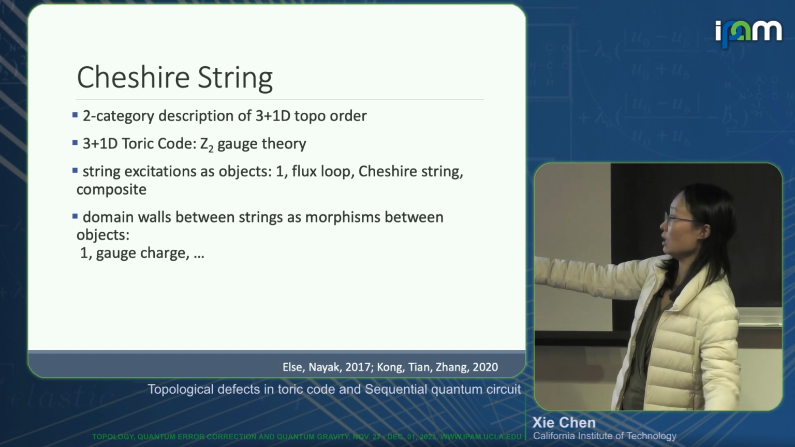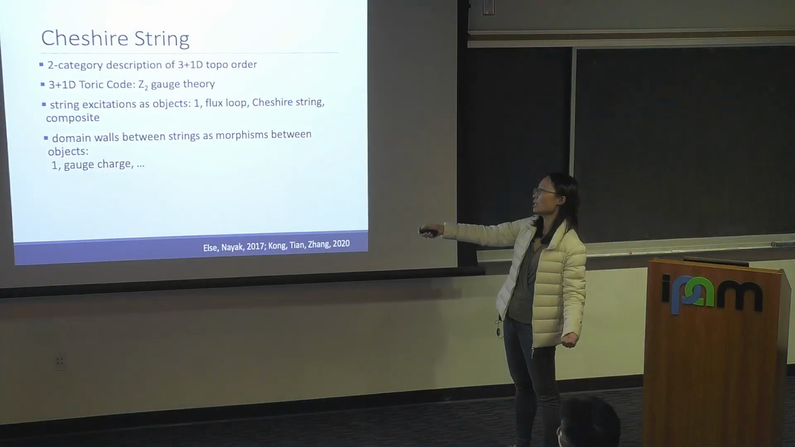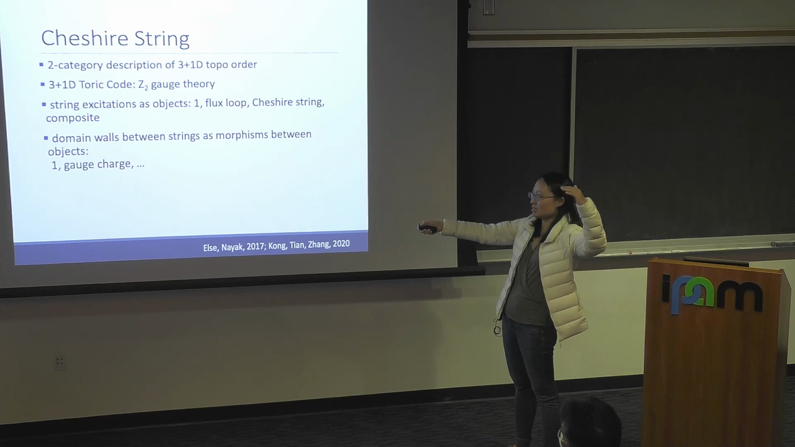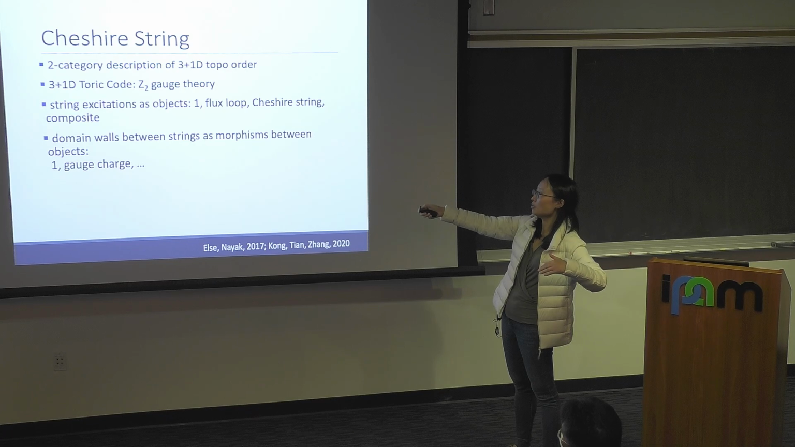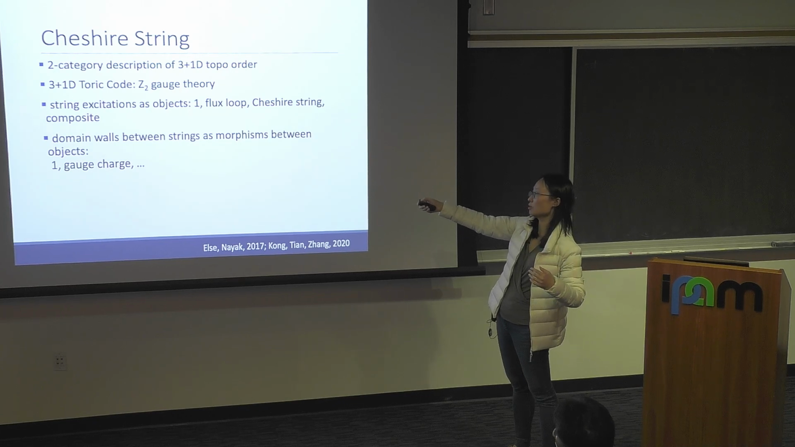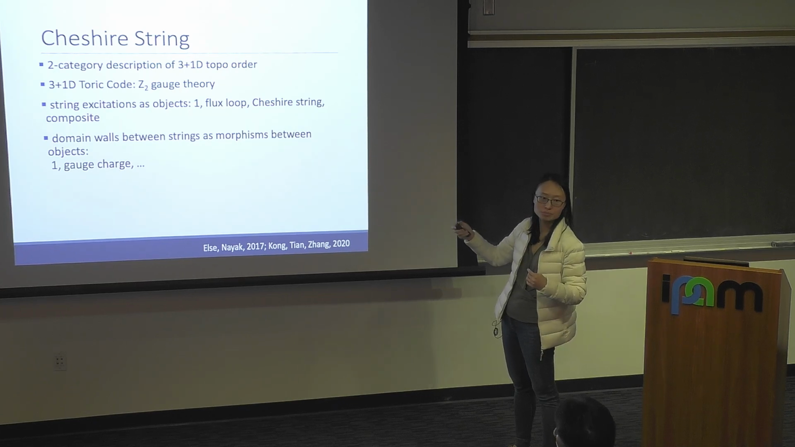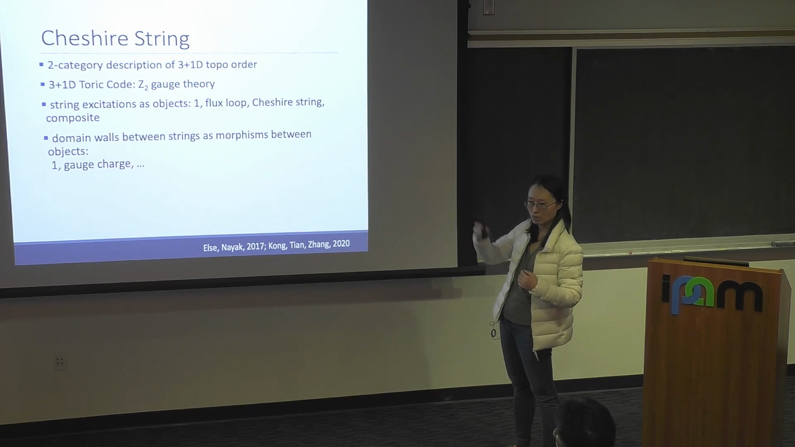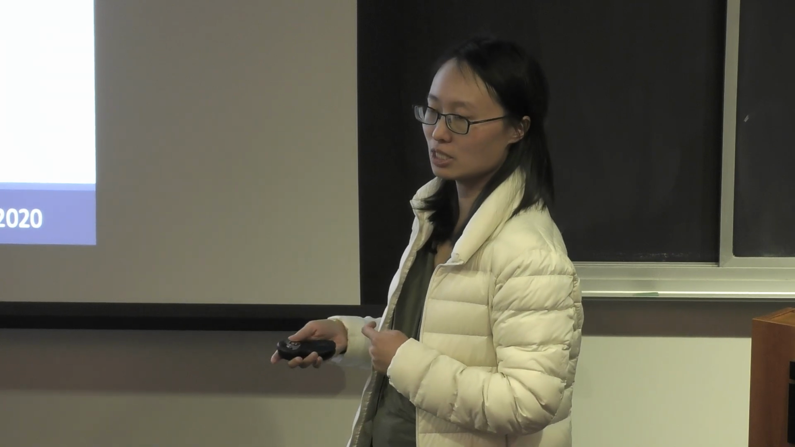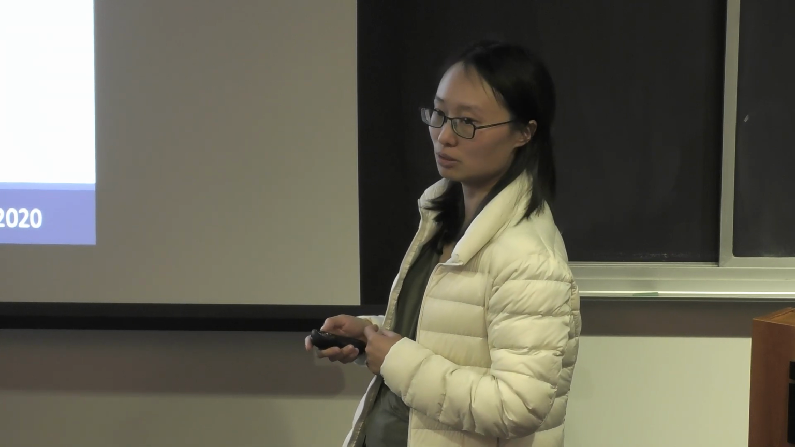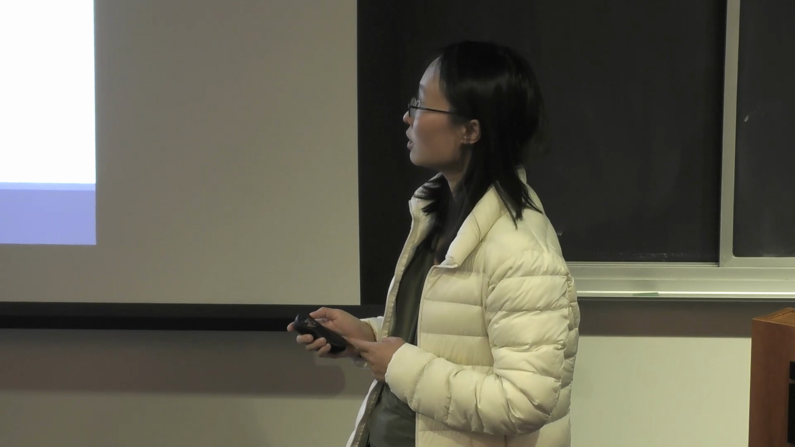For example, we can have nothing. We don't have to have anything. Or the gauge charge, which used to be a fundamental object, now is demoted to the level of a morphism between one-dimensional objects. It can be a morphism between just trivial to trivial, for example, or from flux loop to flux loop. Okay, so this is now how, in the higher category structure, people think about the excitations in the toric code model.